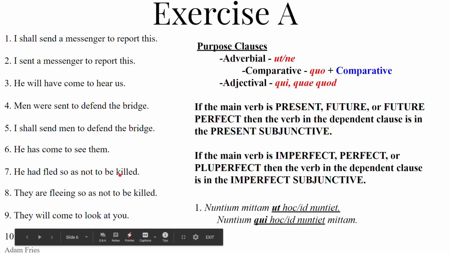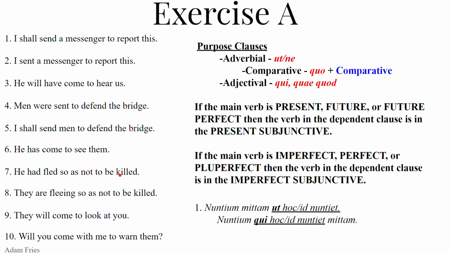We want the imperfect subjunctive, third person singular, passive. He's not doing the killing, he's being killed. Not nice for him. So interficere, and then add the tur for the third person singular passive. So interficeretur. Fugerat, ne interficeretur.